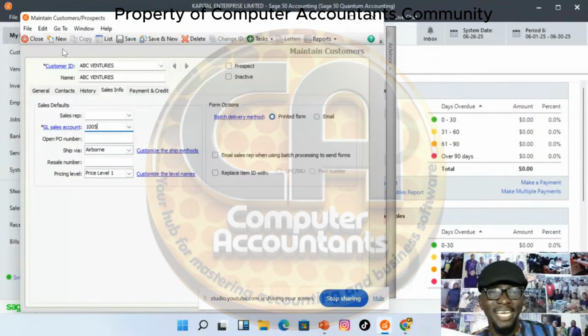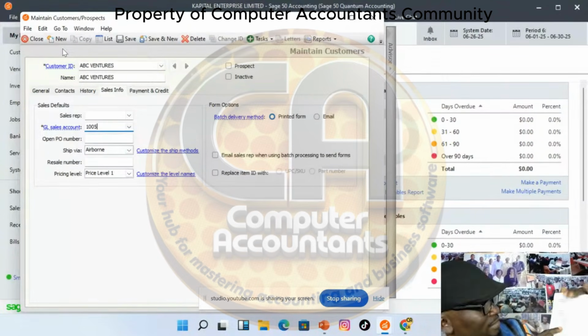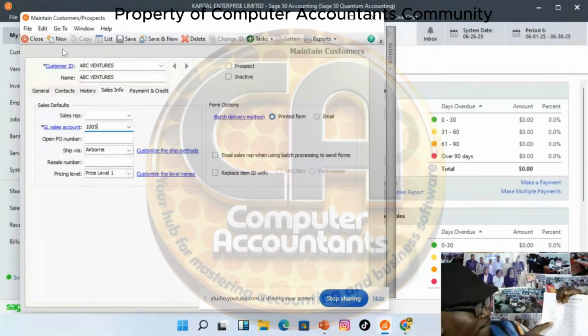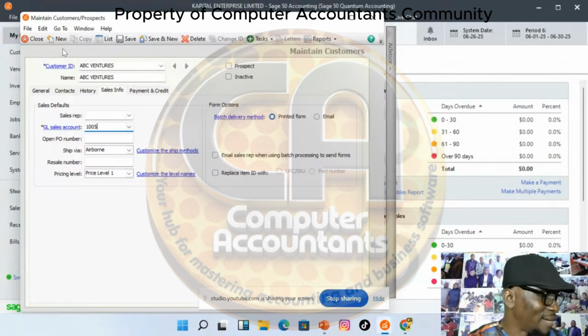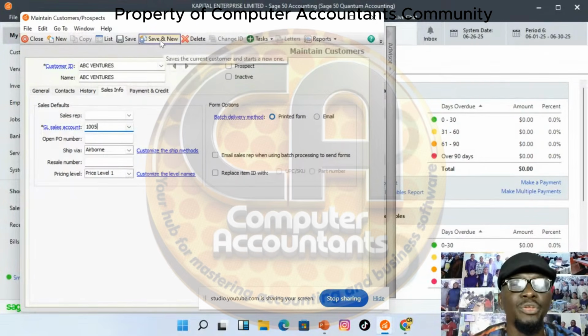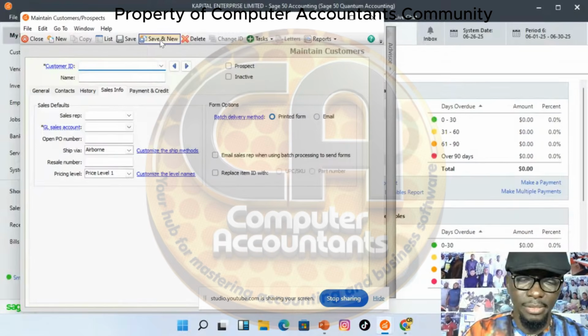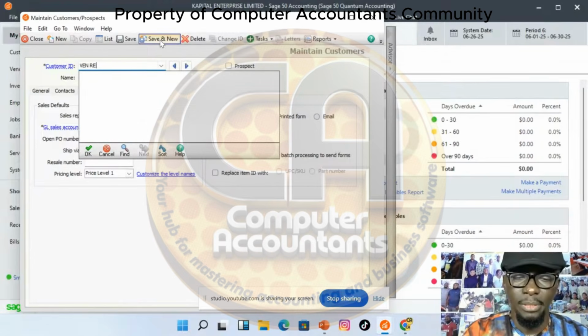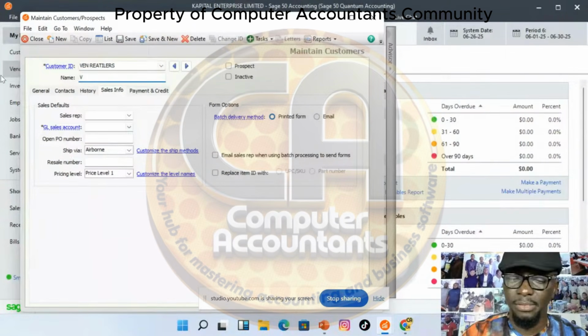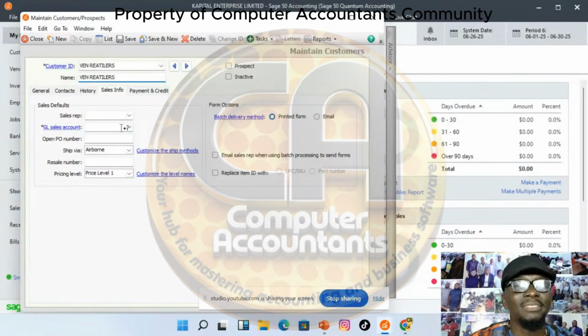Now, if you look at this case study, you notice that a particular customer is owing us 10,000. Which is Lasisi, right? Good. Now, I'll click Save and New because that is all for that one. The next customer is Venn Retailers. So copy and paste. Good. Now follow the same.